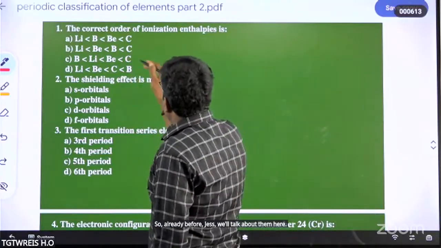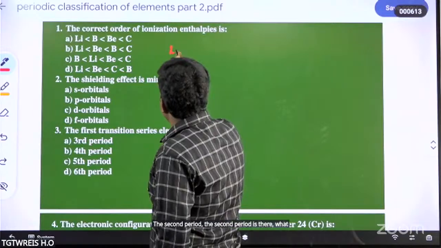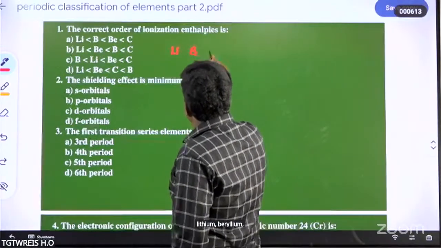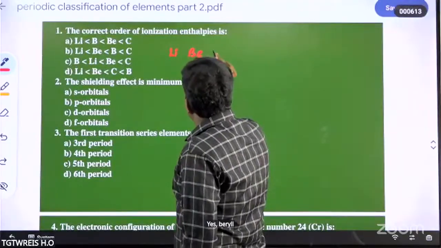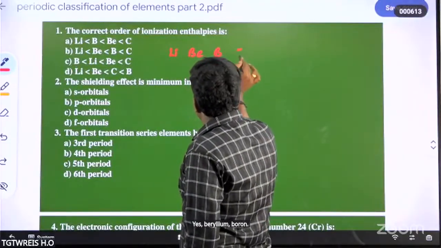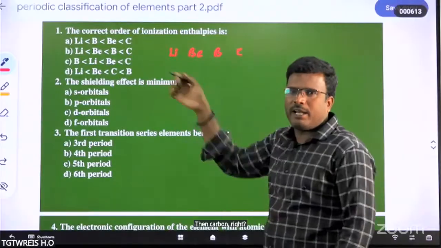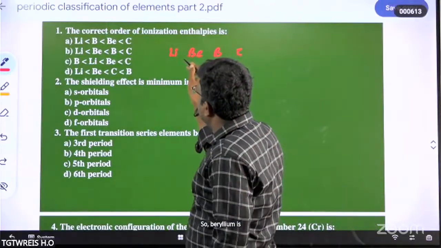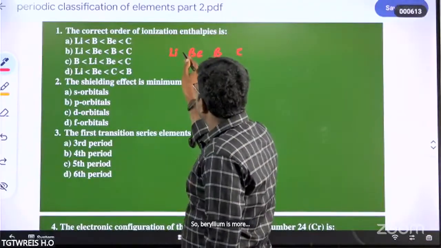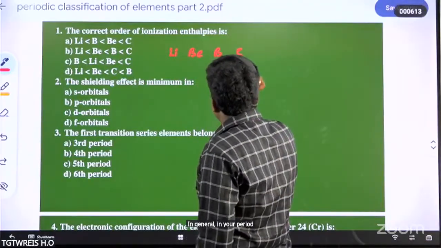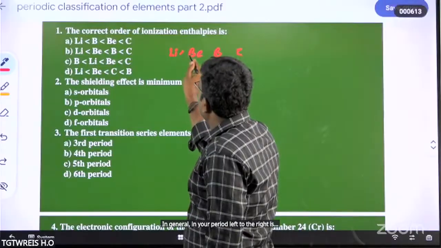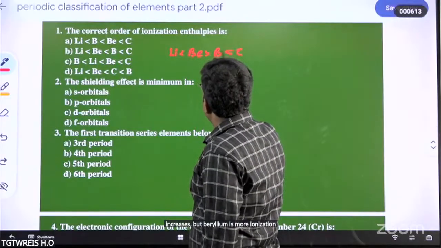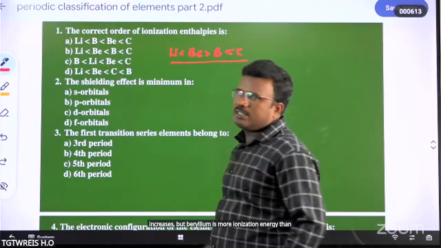The second period is there. What are the elements? Lithium, beryllium, boron, then carbon, right? I have already explained this one. In general, in a period, ionization energy increases from left to right, but beryllium has more ionization energy than boron, right? So that is very, very important.